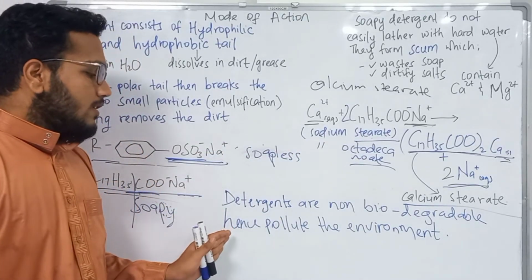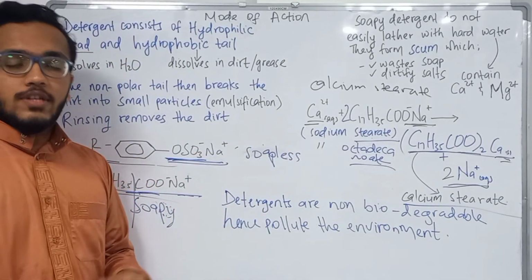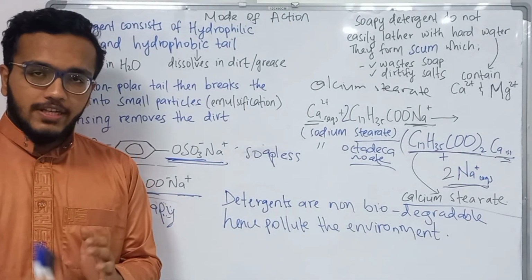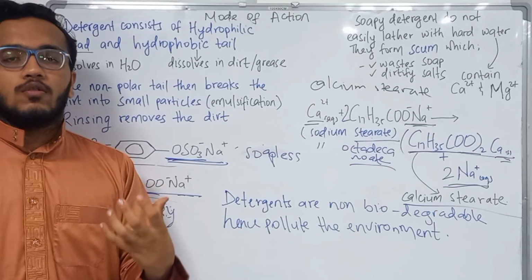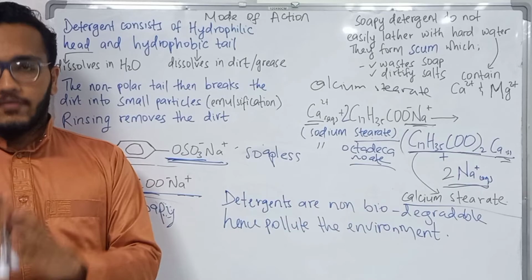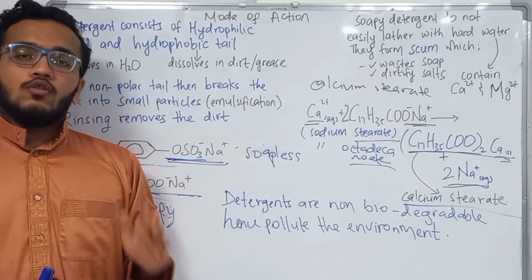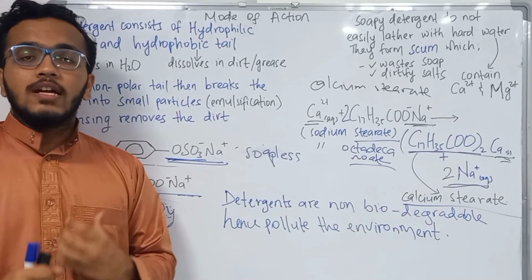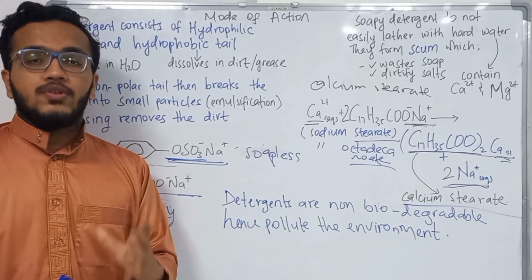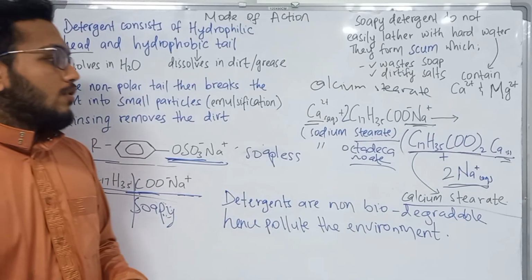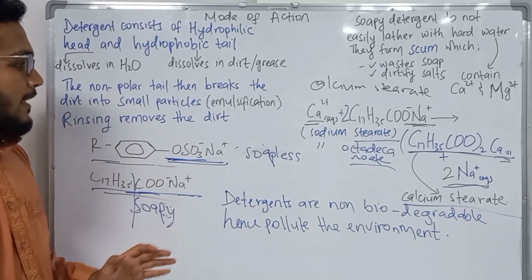Now, what are the polluting effects of detergents? One is that they are non-biodegradable. They cannot be broken down by microorganisms. Hence, they cause pollution of the environment. And secondly, they cause eutrophication. When disposed into water bodies, they cause growth of surface plants, which is eutrophication, which has its own effects. So these are the two main polluting effects of detergents that you can know.